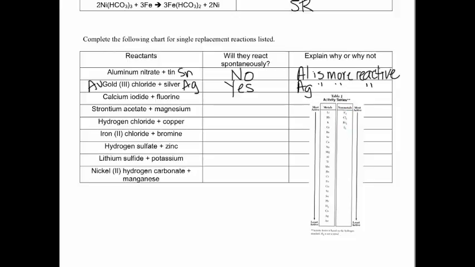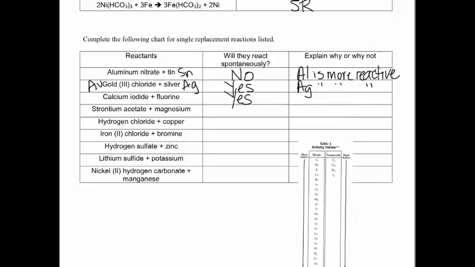Will calcium dump iodine to be with fluorine? Absolutely. Fluorine is much higher than iodine. It's actually the most reactive nonmetal. So calcium is going to react by dumping iodine to be with fluorine. So the answer is yes, and our reason why is fluorine is more reactive.